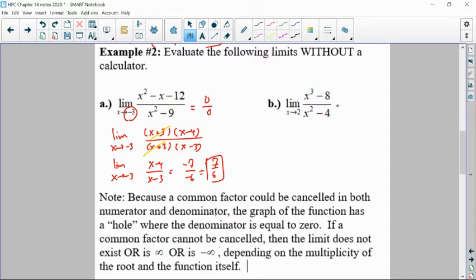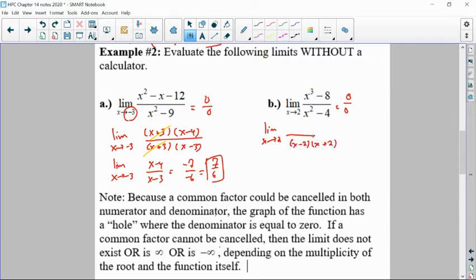But if I try to put in 2 cubed is 8, and 8 minus 8 is 0. 2 squared is 4, and 4 minus 4 is 0. So again, there must be a hole here. So let's do the limit as x approaches 2. Let's factor. And so bottom, difference of squares is probably easier to remember.